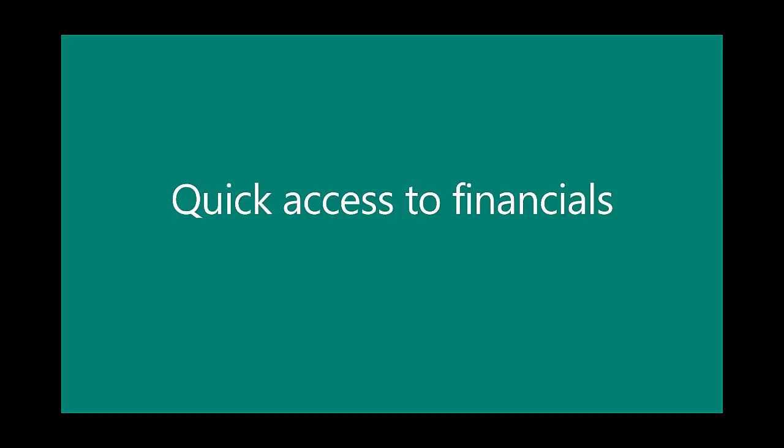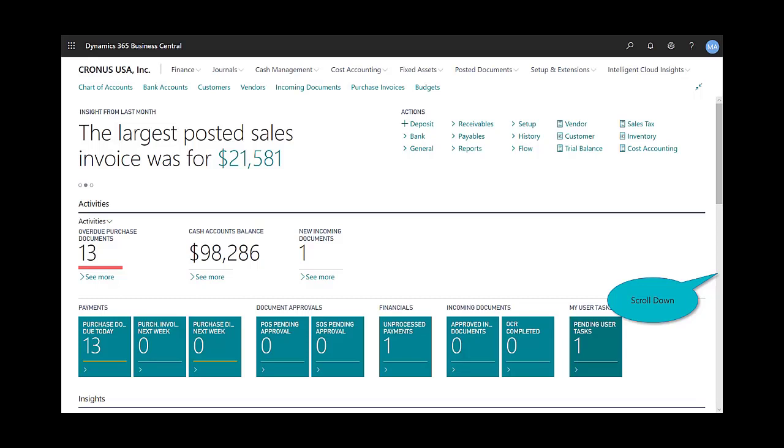So in the first scenario, we'll demonstrate just quick access to financial information. The accountant role-tailored homepage that's on display here offers metrics, cues, and shortcuts to key areas within the application that are relevant to this role owner. You can see shortcuts such as finance, journals, cash management, cost accounting, and fixed assets, which provide direct access to the areas most relevant to this particular role.